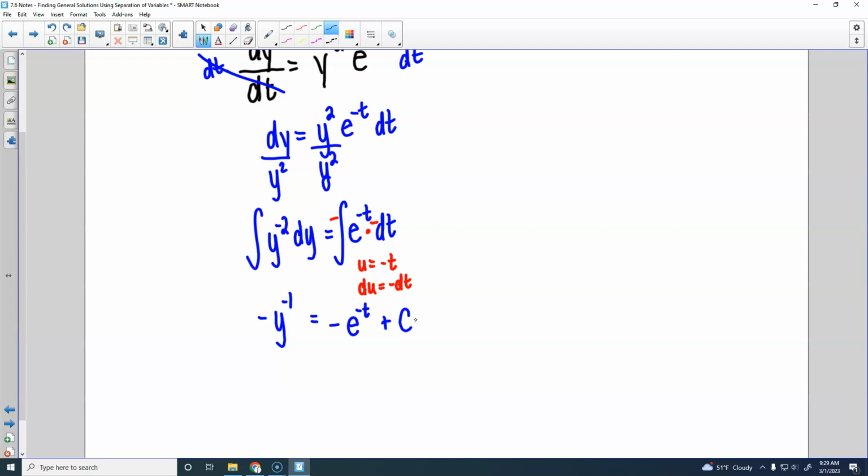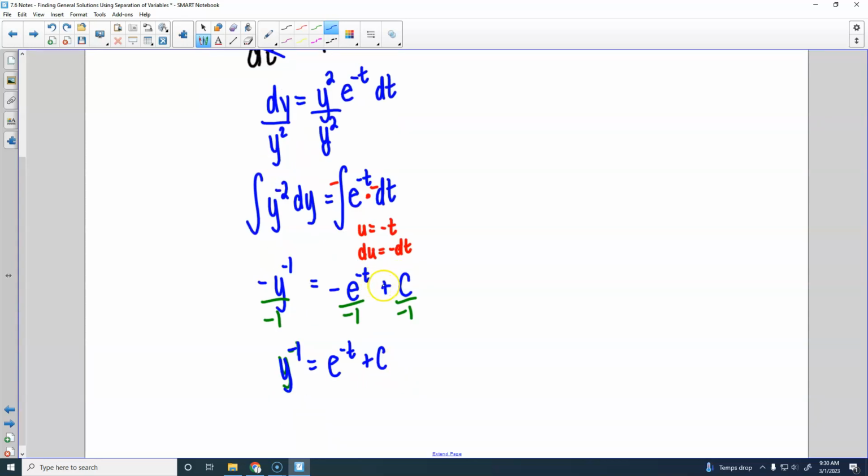Now, at this point, you have solved the differential equation. Sometimes it wants that to be solved for y. Sometimes they don't really care. One thing I would probably do for this one, because you got a negative right here and a negative right here, it would be okay just to divide everything by -1. And so you got y to the -1 equals e to the -t plus c. Notice I didn't change that to a minus c. Why not?